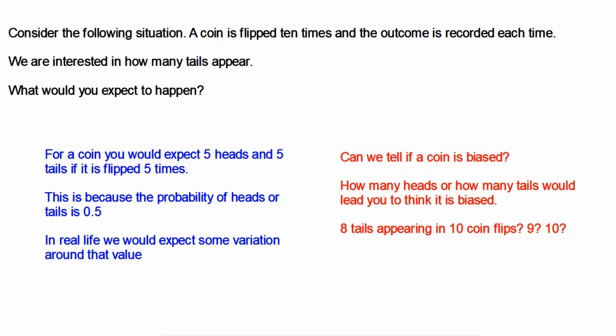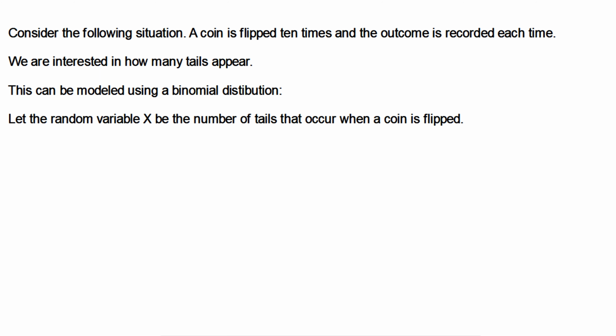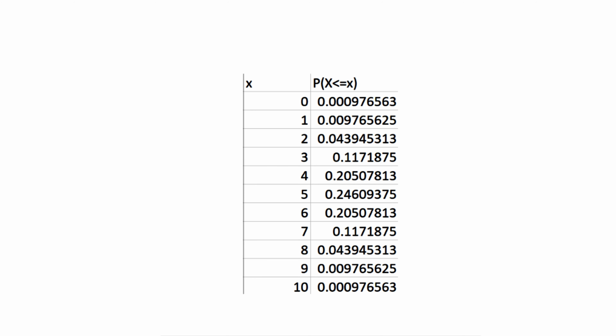So if we model this situation using a binomial distribution, we are going to let the random variable X be the number of tails that occur when a coin is flipped. And we can model this using the distribution X is binomially distributed, 10 trials, and a probability of 0.5. Now we're going to actually draw a table of probabilities on this. So if we look at this table of probabilities here, we can see that this is the probability of getting no tails. Here is the probability of getting 5 tails. And right down at the very bottom, we've got the probability of 10 tails.